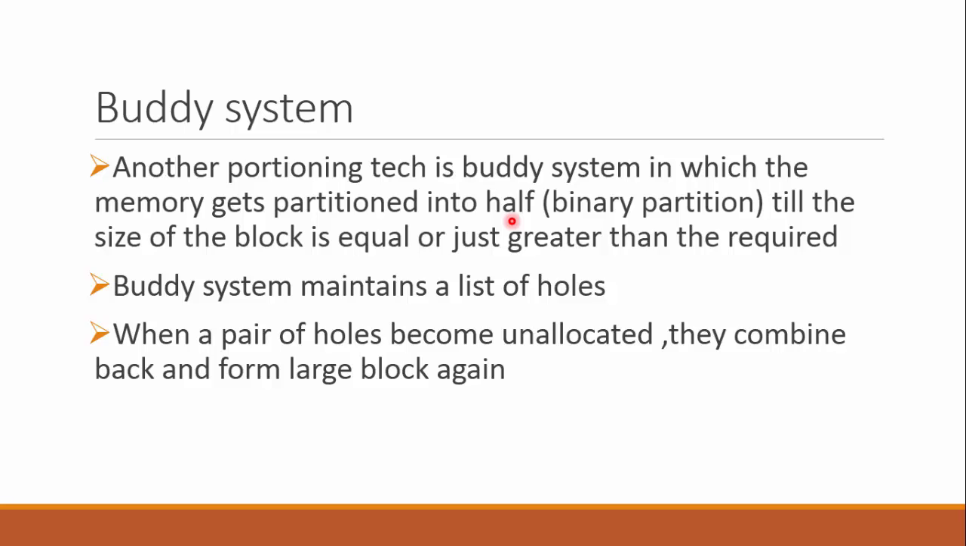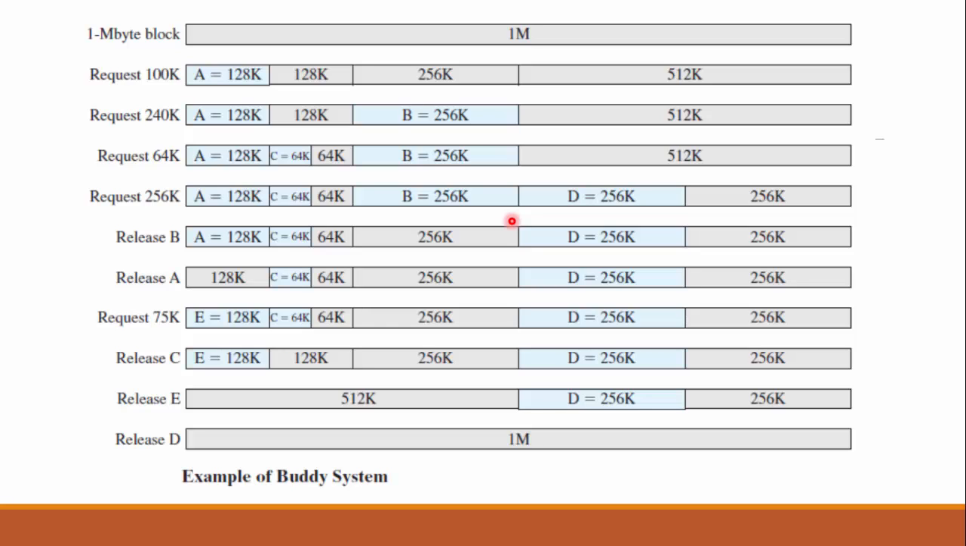Let's say, see, this is the 1 MB block, and there is some process which requires, say, 128K of memory. So this block is partitioned into half, that is 512 and 512. Then the request is of 100K. So still this is more than enough, so it again partitions into half. Now that is divided into 128 and 128. Now this 100K is allocated this block. It can't be partitioned again, otherwise it will be smaller than 100K.